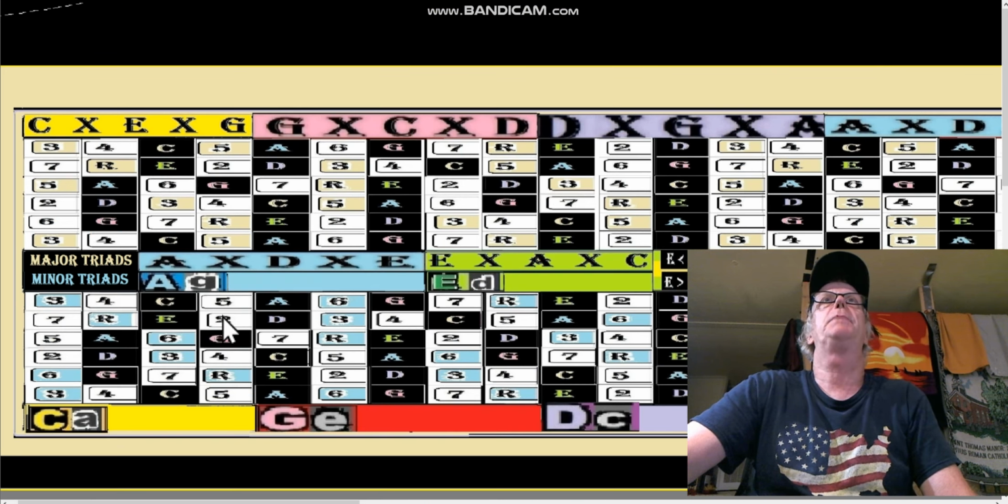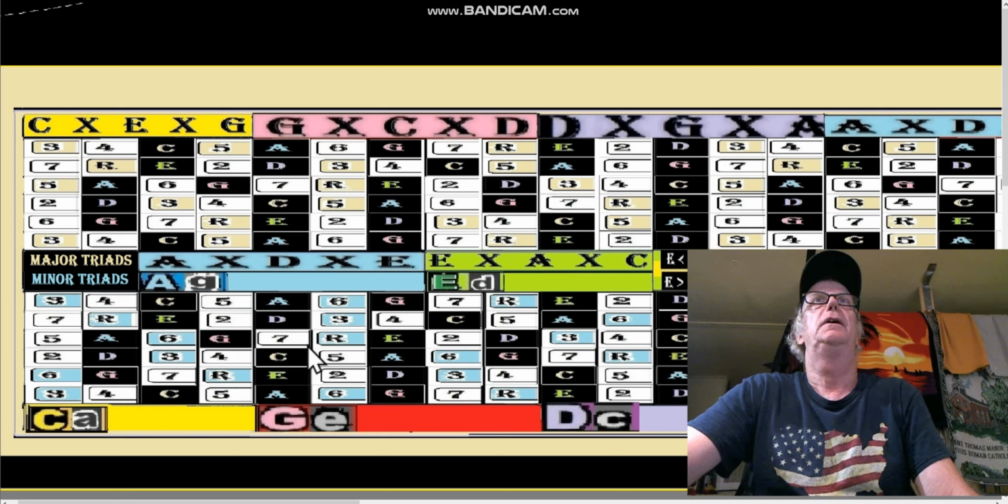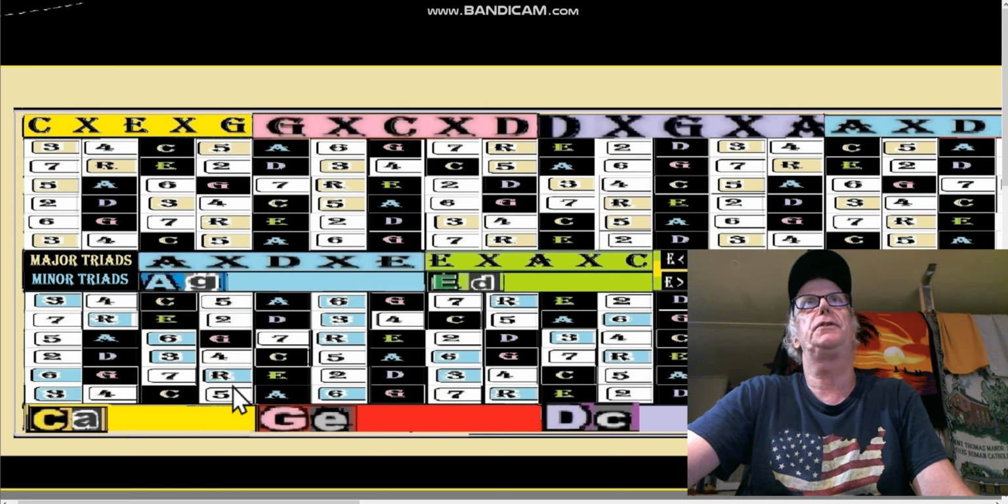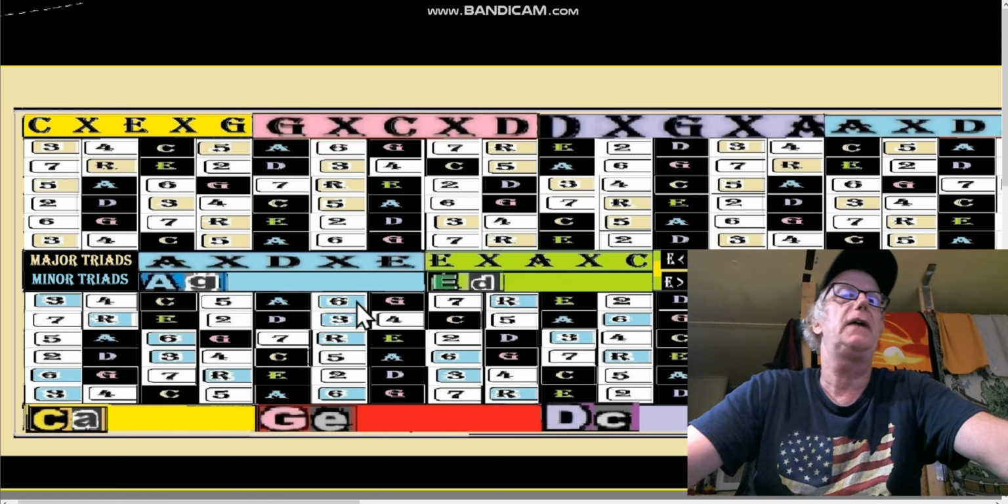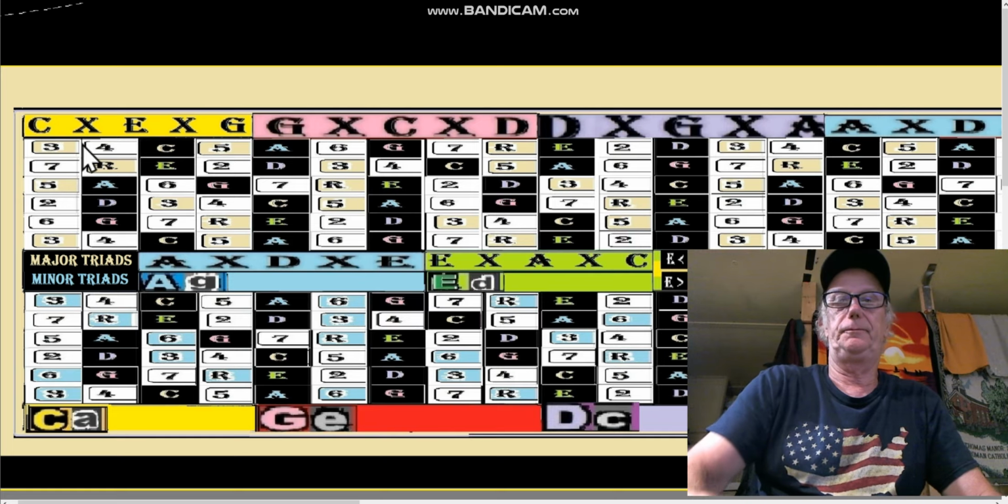These are 2 fretboards here. This is the Aeolian fretboard arpeggios in yellow, and these are the Aeolian arpeggios, the relative 6th of this Ionian. So this is the Ionian, this is the Aeolian. See, before we didn't have that. I'll show you.